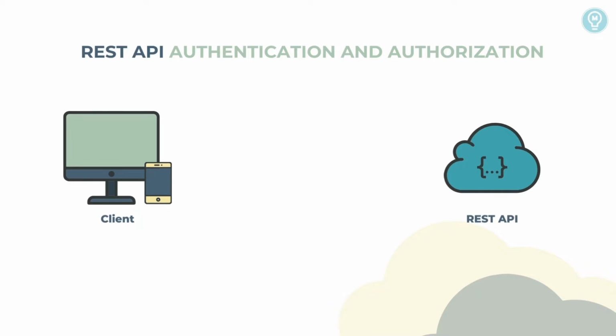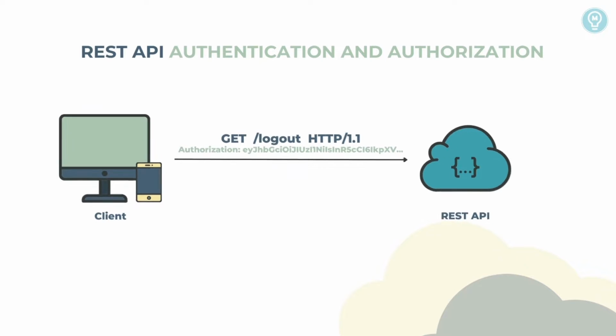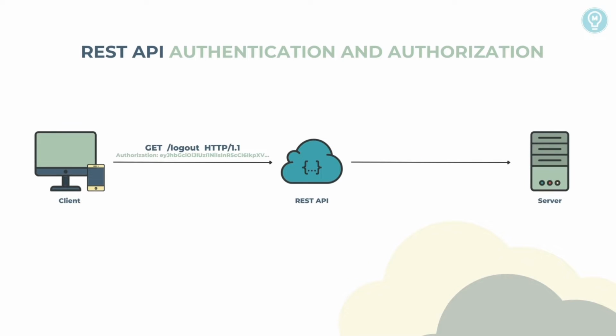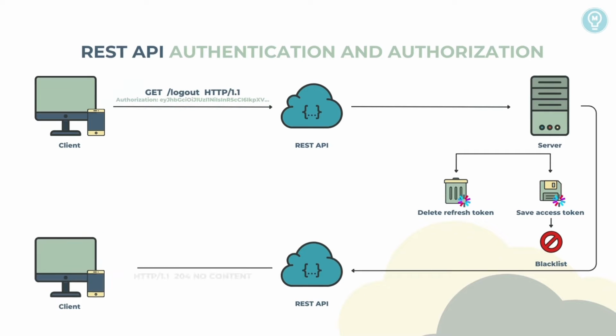The client can log out from the API by making a request to a logout endpoint, passing the access token within the request. The API will inform the server, which will delete the refresh token related to the user and also save the access token sent on the request on a blacklist, and then send a success response to the client, usually with the code 204, which means no content, because there is nothing to send on the response body.